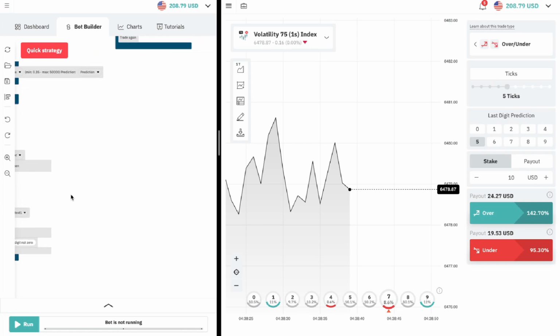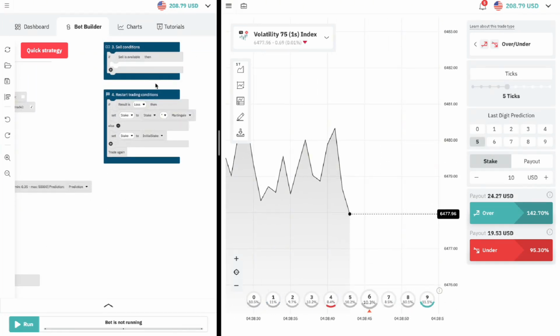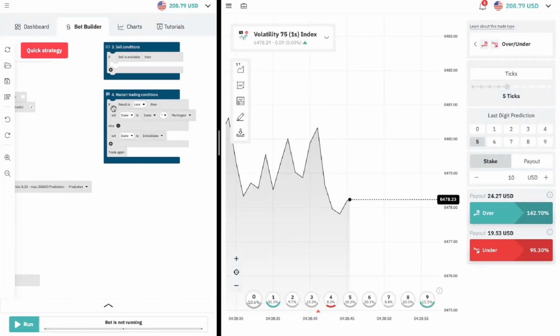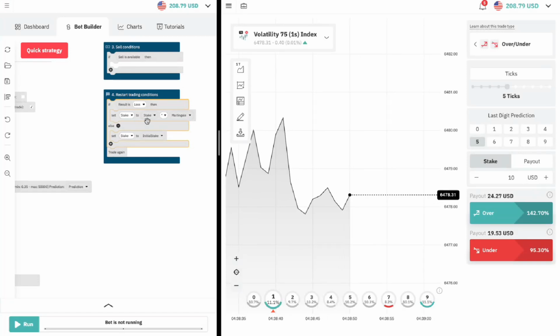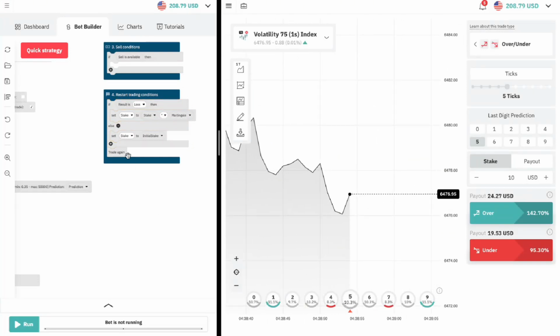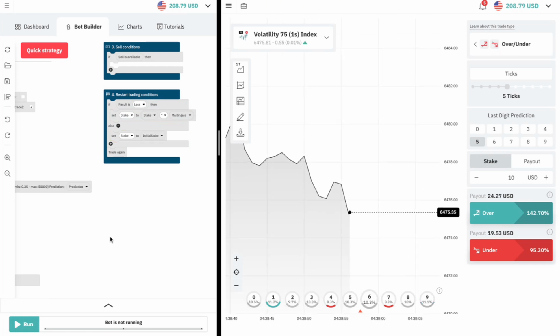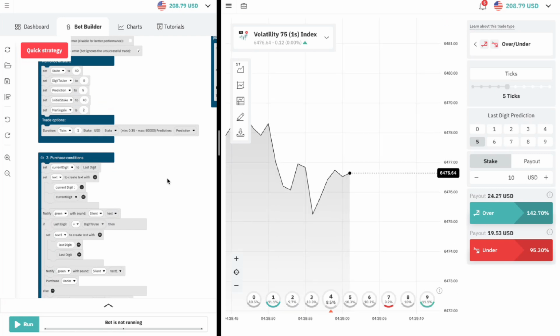And then on this end here, the sell conditions, we don't have anything changed there, and then the reset condition: if result is lost, set stake to stake times martingale. So the current stake would be multiplied by 2, and then if we win, just leave the stake as the initial stake of 40. So that should be it.